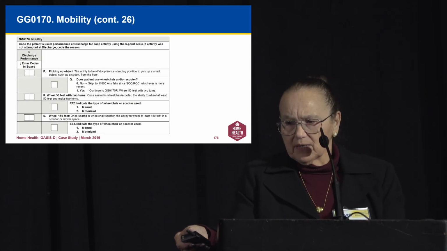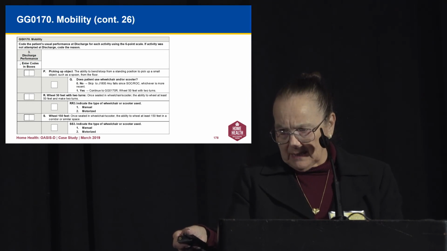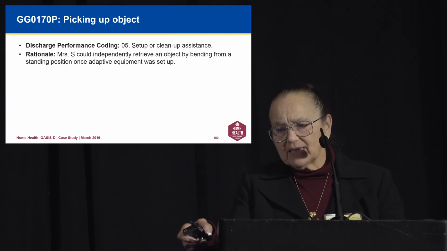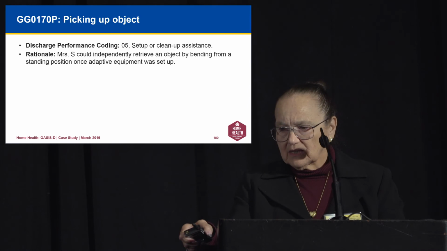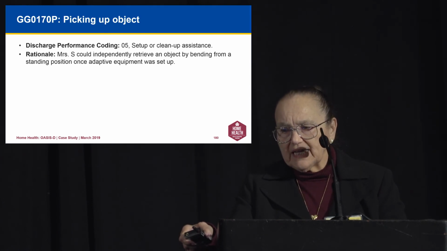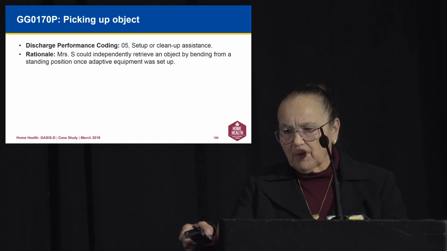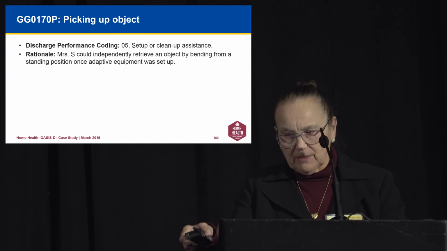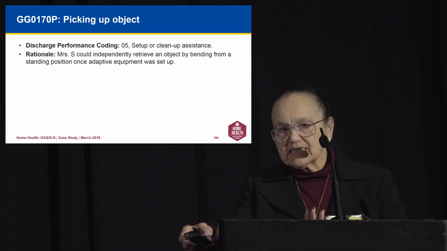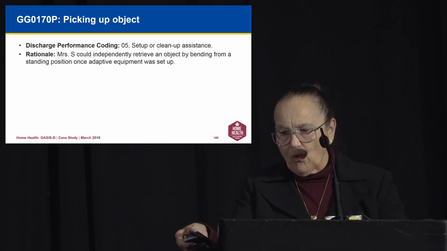Let's continue on in the mobility section. Item P, picking up an object. We've coded this as 05, setup or cleanup assistance. Mrs. S could independently retrieve the object by bending from a standing position once the adaptive equipment was set up. So she did need setup or cleanup assistance, which is why she's now coded as an 05.